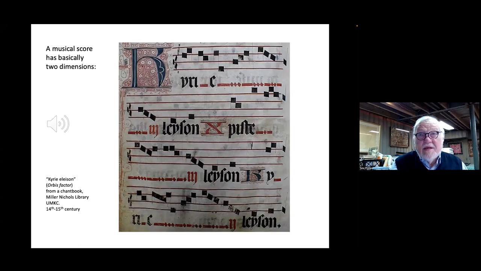So we start out by looking at a musical score, which is basically a two-dimensional thing. I mean, obviously it's on the page. This particular one is from a very old missal made to use during Catholic ceremonies. This is part of the Kyrie eleison. This dates back to the 14th, 15th century, so it shows you how old this tradition is.